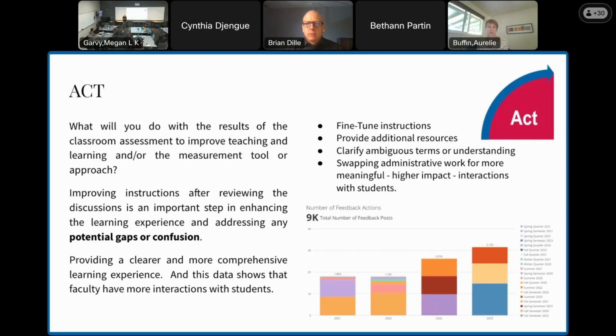And I try to respond in a way that's very positive. I understand where this thought came from, but let me share this with you. And then I give them an additional resource. And then, like I said, I'll take that resource and put it in next semester's class, because I'll think, oh yeah, I need to better explain this topic so they get to the same end goal. So that's my action. So I fine-tune instruction, I provide additional resources, I clarify any ambiguity, and most importantly, I'm swapping administrative work for more higher impact work that involves the content.